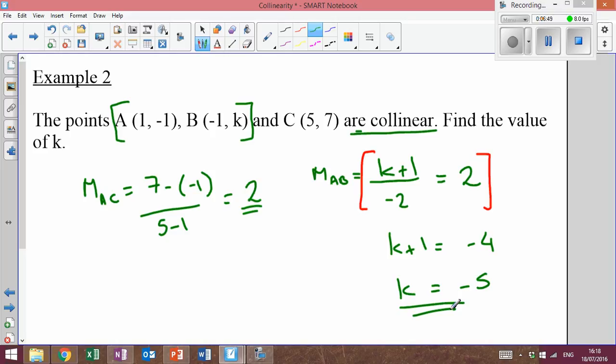That's a more complicated thing, but it's just using what we've done with collinearity to work backwards and find an unknown value from a coordinate.